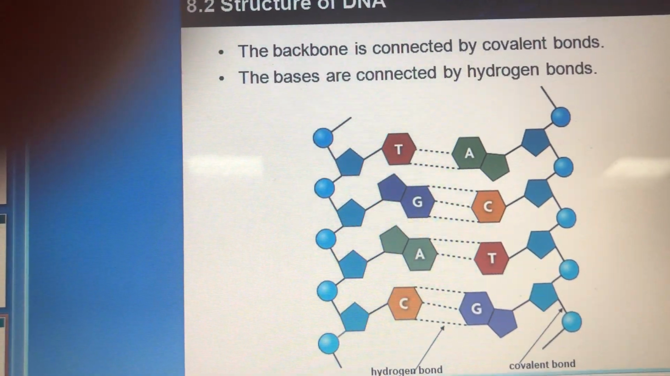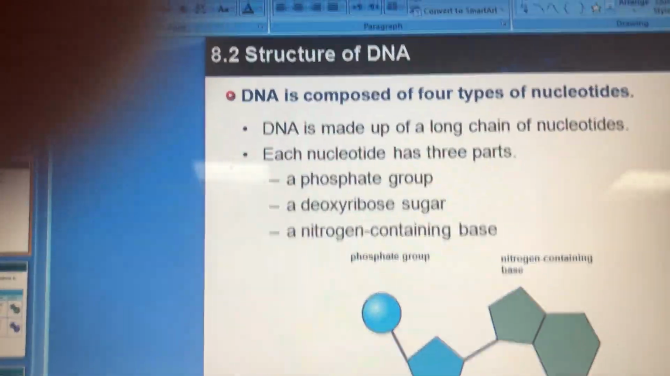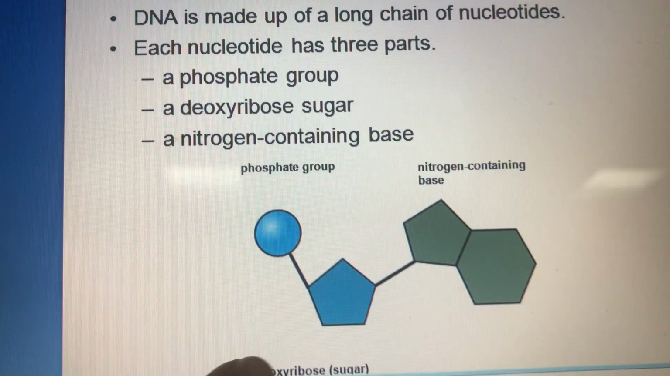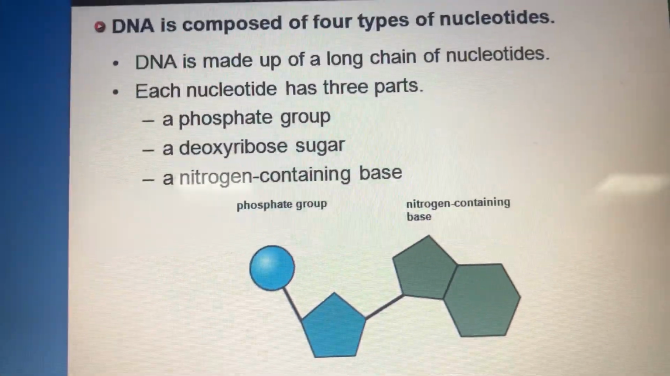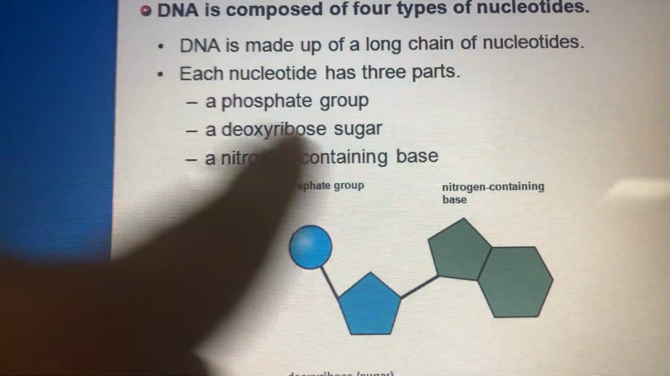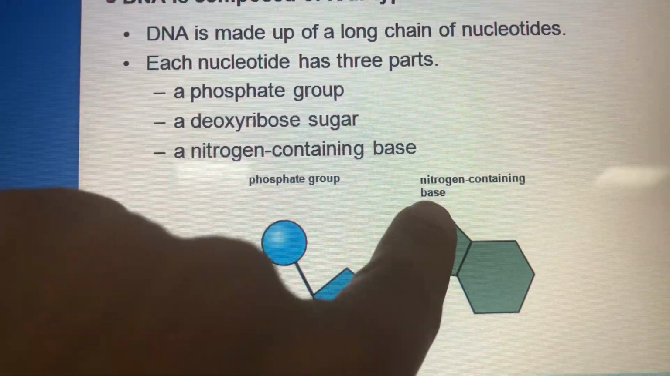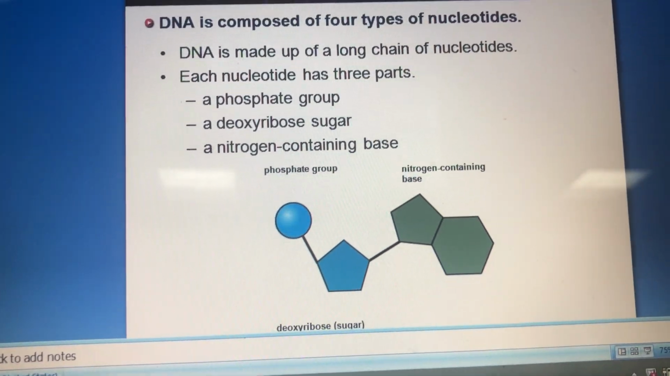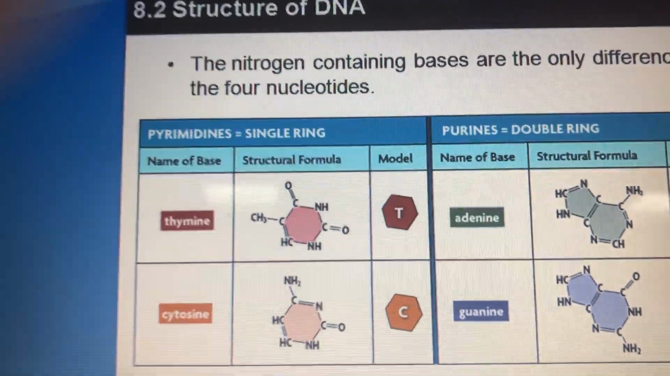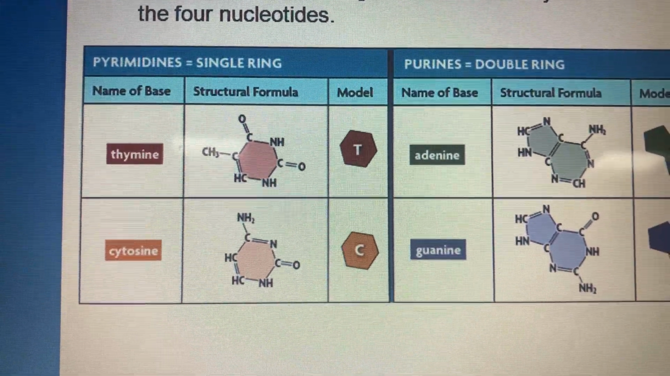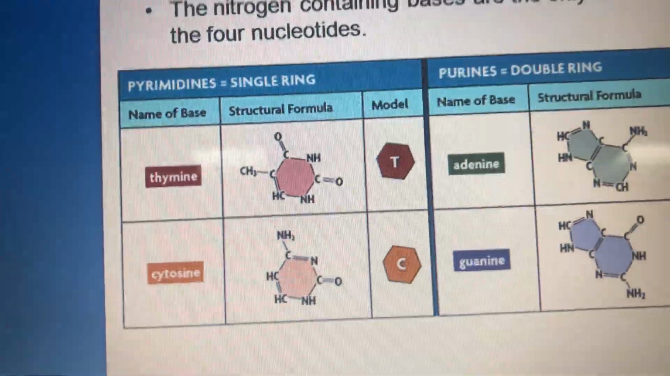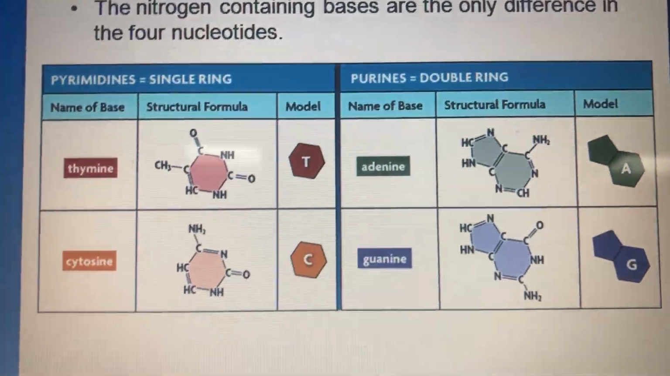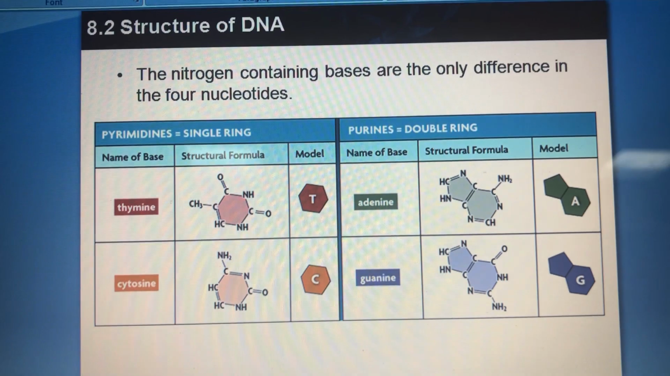Now each nucleotide is made of three parts: a phosphate group, a deoxyribose sugar, and a nitrogen-containing base. Mainly, we have 4 types of nucleotides depending on this part. This nitrogen-containing base has 4 types. It will either be a pyrimidine or a purine. Pyrimidines are single ring, such as thymine and cytosine, and purines are adenine and guanine. So this is the structure of each nucleotide.